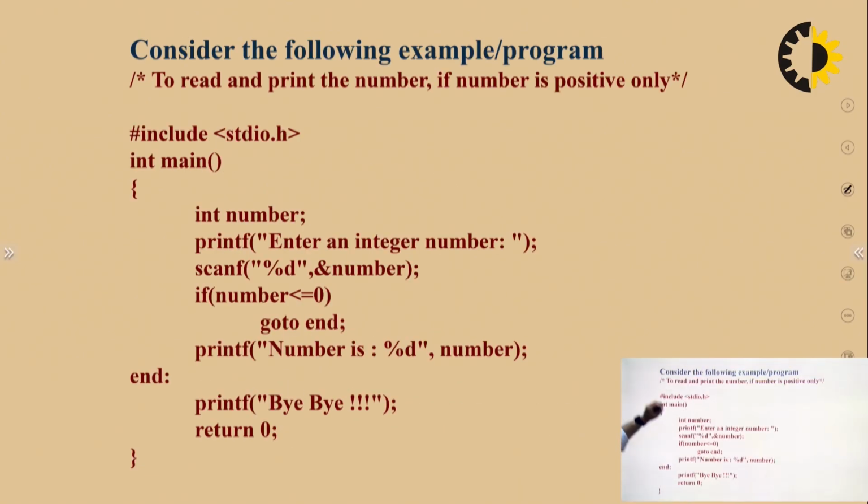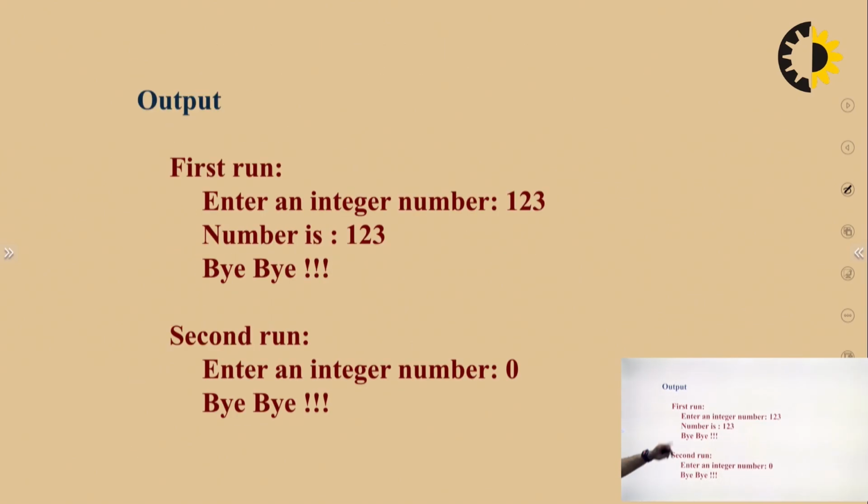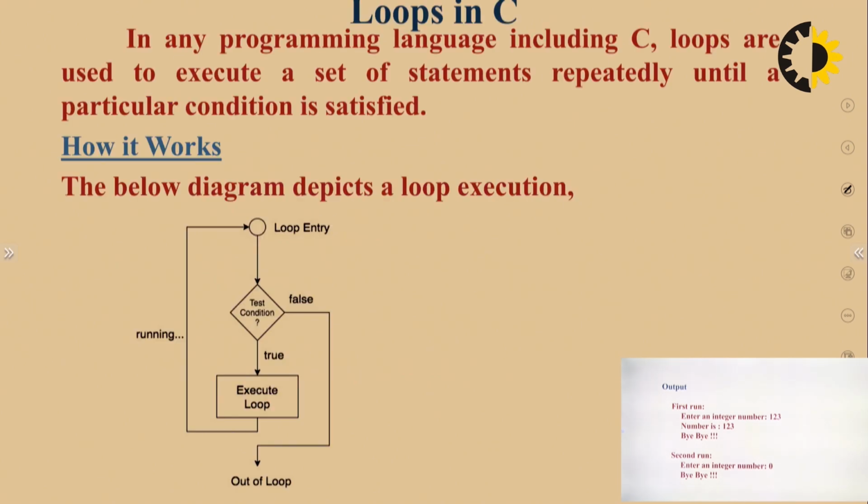So consider the following example. If number is positive only, the number is printed. If number is less than 0, go to end. Otherwise, we will write end, bye bye. So in the first run, enter integer 123. If the number is 123, it means bye bye, positive number is there. In the second run, we write the number 0. What do we see? Bye bye, no number is going to be printed.